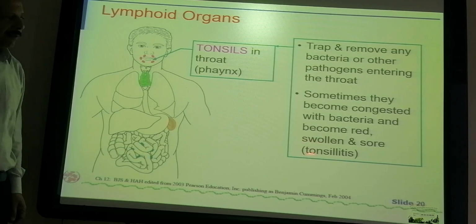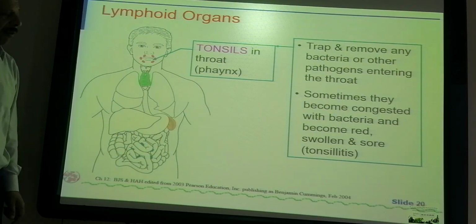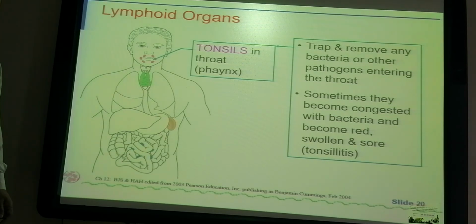In some people, if the tonsils are recurrently inflamed and pus accumulates there, in this case sometimes they do a tonsillectomy and remove those tonsils. But it's always better to treat the infection rather than removing the tonsils.